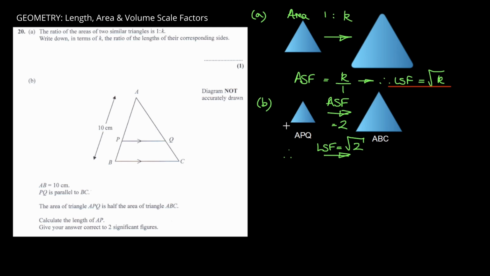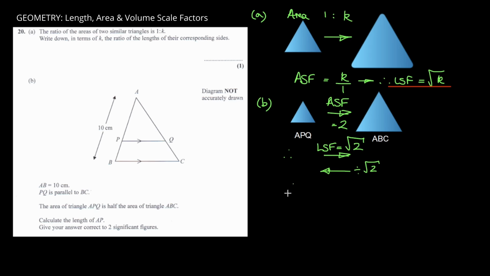This means that any length on this triangle must be multiplied by root 2 to get to the equivalent length on this triangle. Now in the question, we've been told the length of AB, which is a length on the large triangle. So if we're going to convert this to a length on the small triangle, we have to divide by root 2 because we're going the wrong way. So we now divide by root 2 rather than multiply by root 2 if we're going from the small to the large.